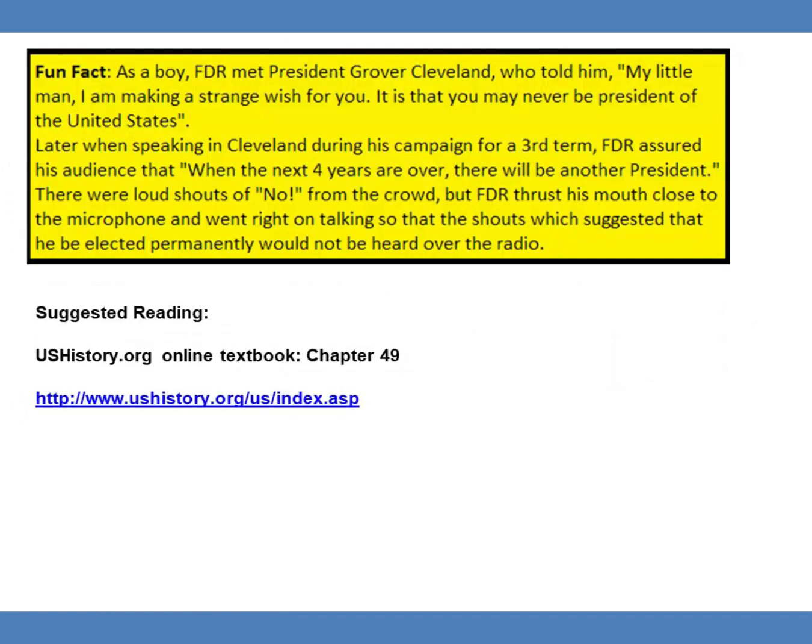Fun fact: as a boy, FDR met President Grover Cleveland, who told him, "My little man, I am making a strange wish for you. It is that you may never be President of the United States." Later, when speaking in Cleveland during his campaign for a third term, FDR assured his audience that when the next 4 years are over, there will be another president. There were loud shouts of no from the crowd, but FDR thrust his bell close to the microphone and went right on talking so that the shouts, which suggested that he be elected permanently, would not be overheard over the radio.